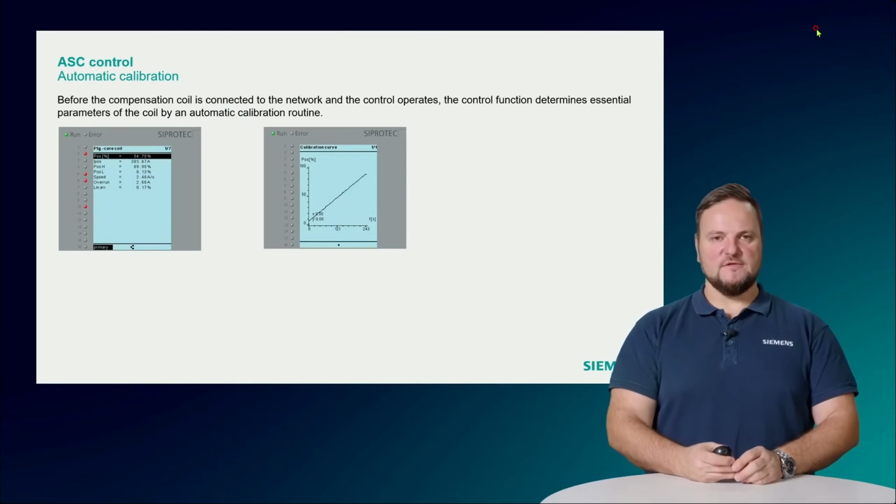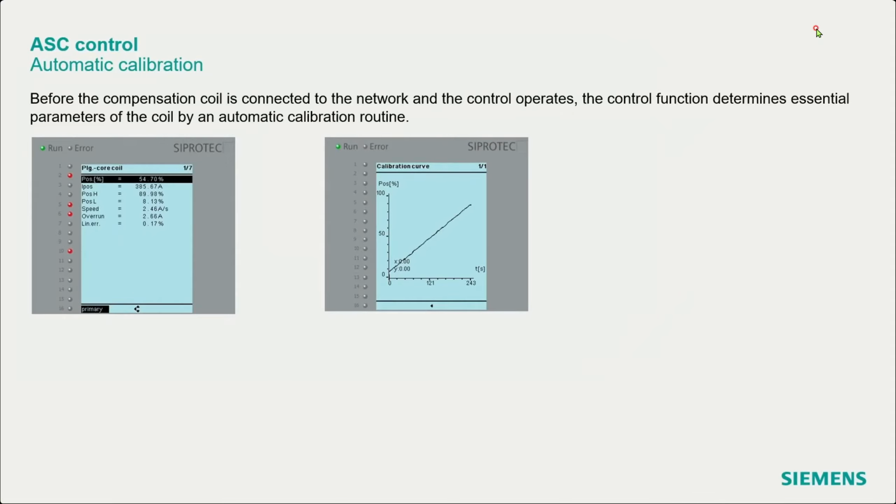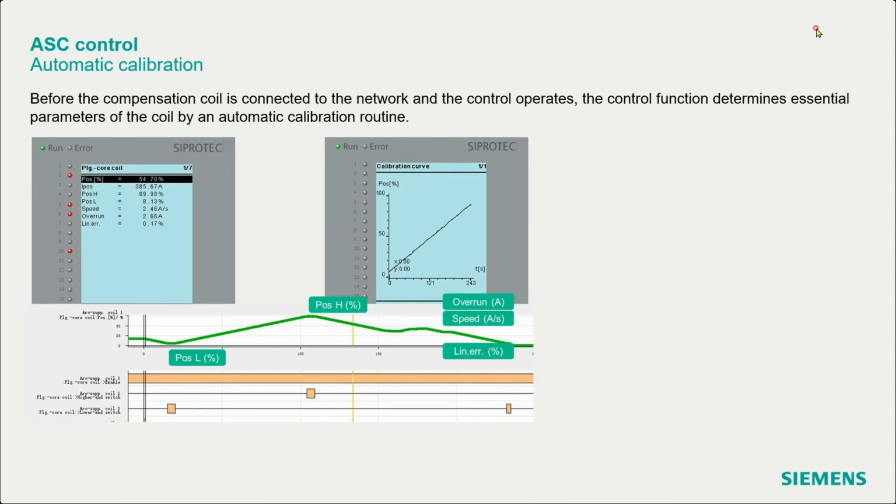On the next slide, you see the automatic calibration. Beside the automatic tuning, we also need an automatic calibration. Here, additionally, I would like to point out our capability of the SIPROTEC 5 platform, that beside the function you can also have a slow scan record. You can see here what the coil is doing, what the motor drive is doing. Here we see the low position in the record, we see the high position, we see the calibration procedure of the function. That means we estimate the overrun, we see the speed of the motor, and in the end we see also the linear error.